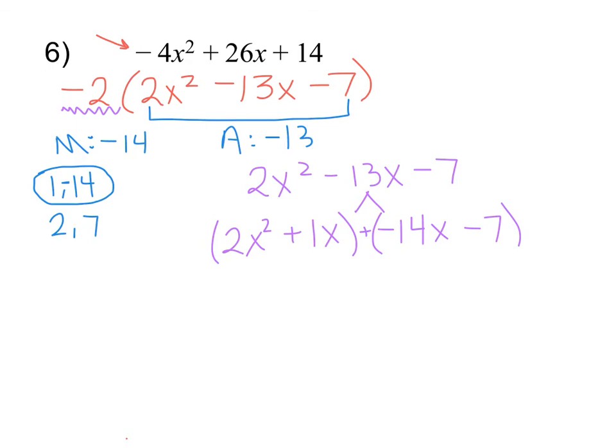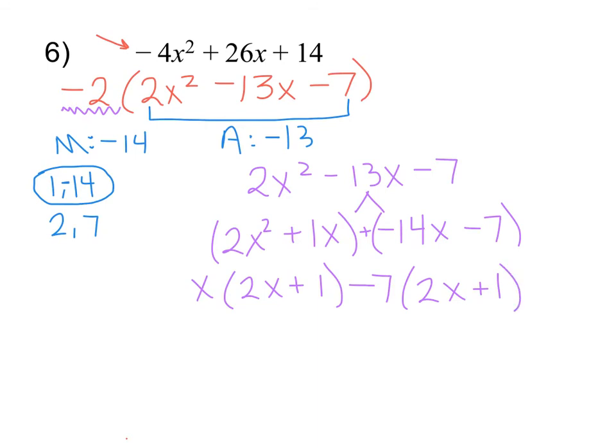What's the greatest common factor between 2x squared and 1x? Well, we have an x in common, so now we have left 2x plus 1. And in the second term, the greatest common factor there is a negative 7. So I'm going to pull out that negative 7, and I'm left with a 2x plus 1.